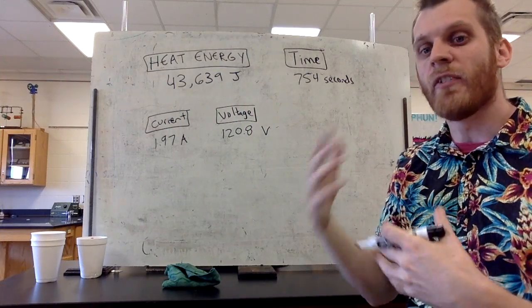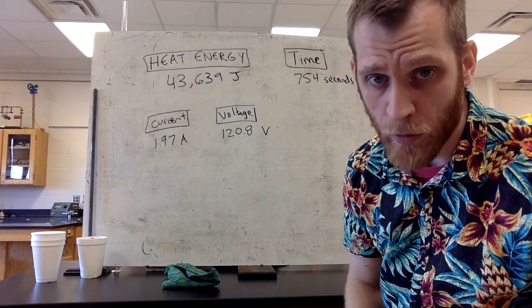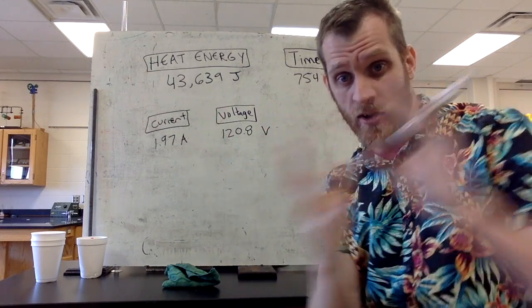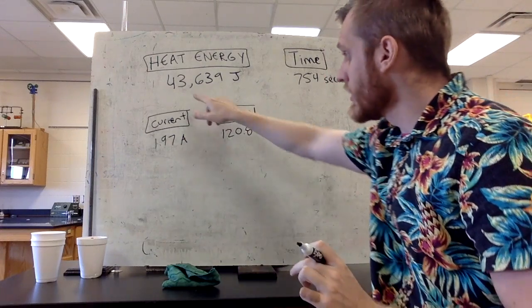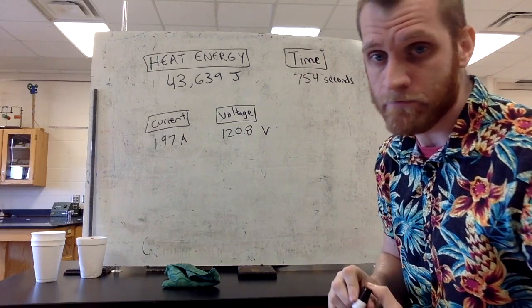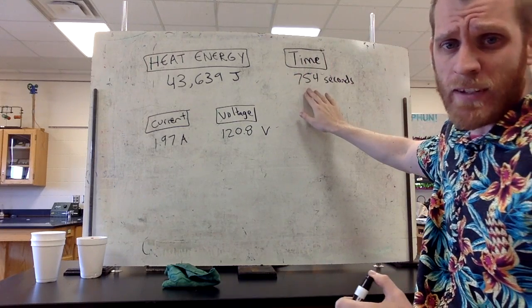Okay, so here's my final numbers that I have to work with. The amount of heat energy it took to get that ice to start to boil, the total amount it took, was 43,639 joules of heat energy. The amount of time it took to get there was 754 seconds.